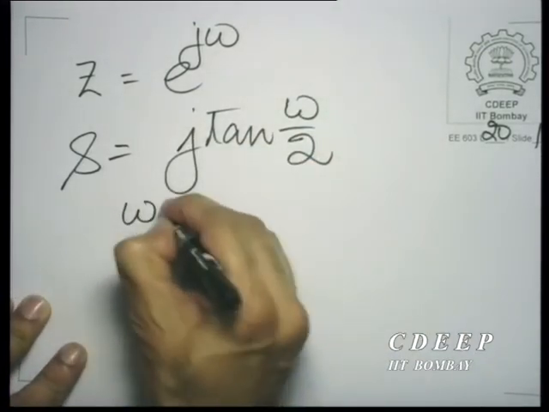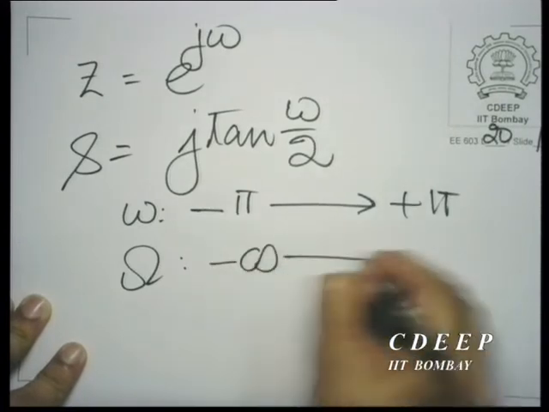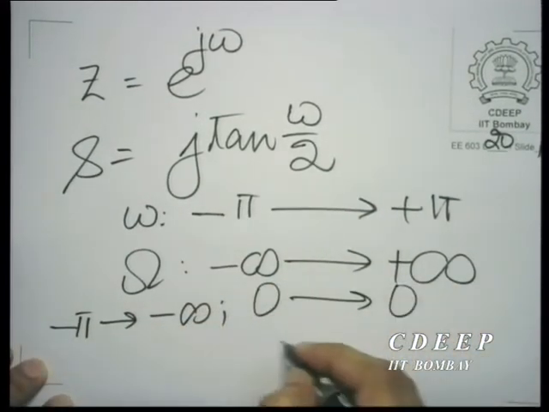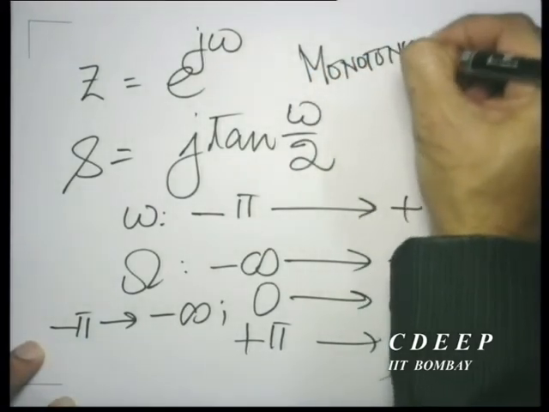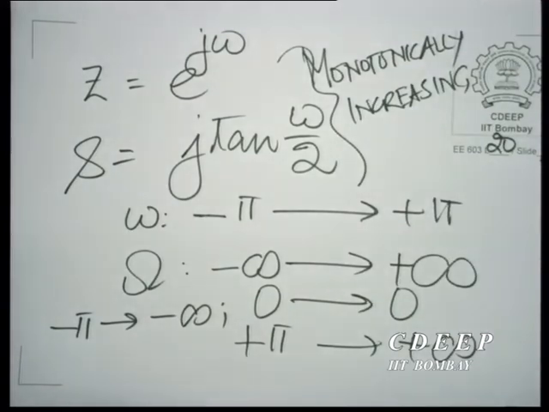So, the good thing is omega going from minus pi towards plus pi takes you from capital omega going all over from minus to plus infinity. Minus pi goes to minus infinity, 0 goes to 0, and plus pi goes to plus infinity. And this is monotonically increasing. All that we wanted out of the mapping between the unit circle and the imaginary axis has been satisfied. Is that correct? As we move from minus pi to plus pi, this mapping is also 1 to 1.